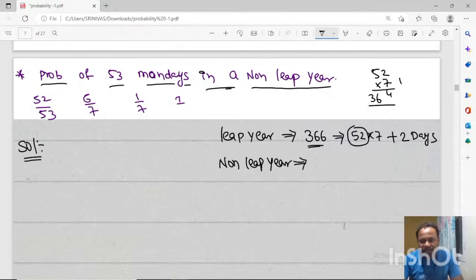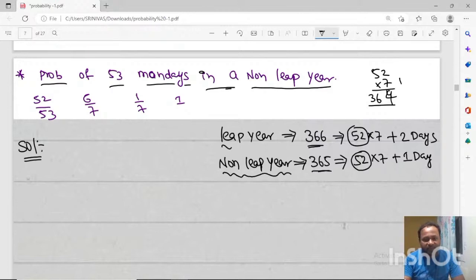In a non-leap year, 365 days will be there. 365 days means 52 into 7 plus 1 day. Here this is 364 plus 1, 365 days. Total 365 days will be there in a non-leap year. In a leap year, 366 days. So, the question is asked in a non-leap year. See carefully. This is an important problem.